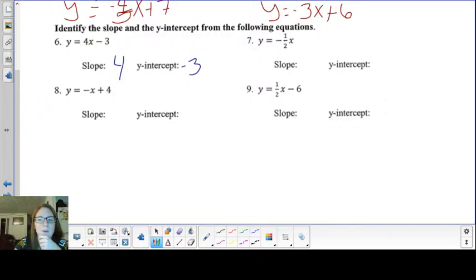Number 7, my slope is -1/2, but I don't see a plus or minus anything afterwards, do I? Well, if I don't see plus or minus anything, isn't that the same thing as saying +0 or -0? So my intercept here is just going to be 0. If nothing's written, it's assumed to be 0.